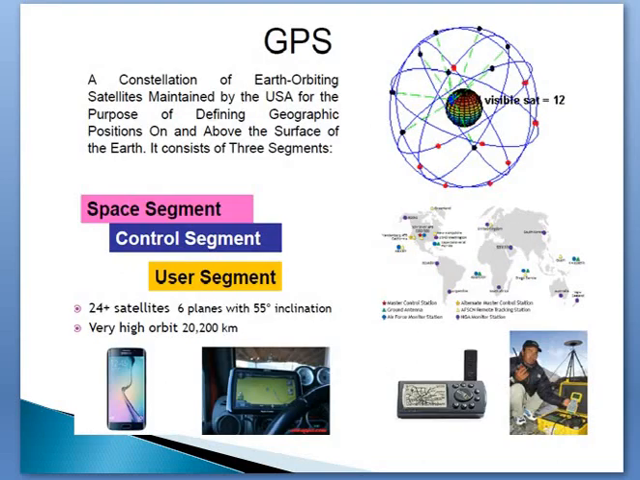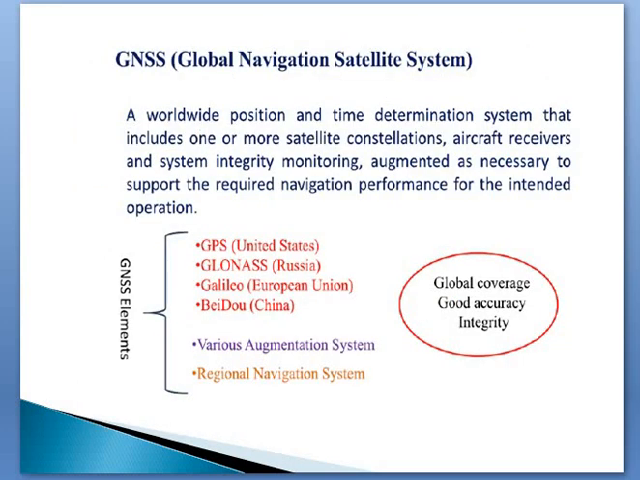In this slide, we will learn about the segments of GPS. As we can see, there are three segments of GPS. They are the space segment, control segment, and user segment. Before going to the segments, we have to learn about GNSS, that is Global Navigation Satellite System.